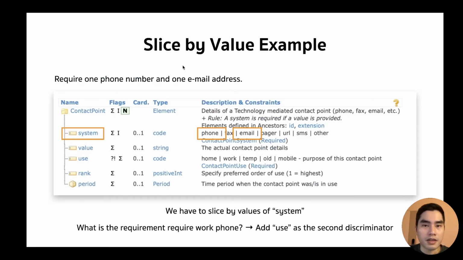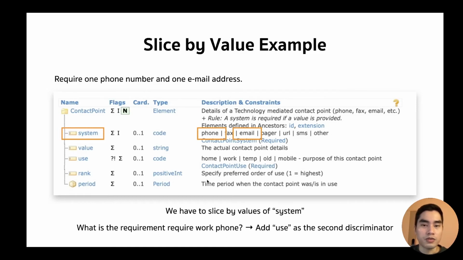So, slice by value example. Let's say that we want one phone number and one email address. This phone and email is in this system element, right? So we will use the value of this element to distinguish between two contact point elements, because these two have one thing that is different, that is the system. So we use the value of the system as a discriminator.